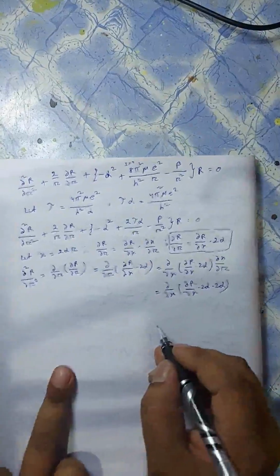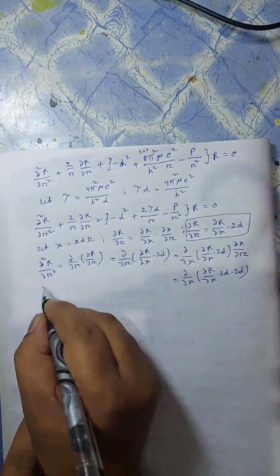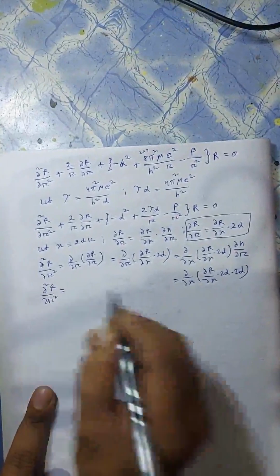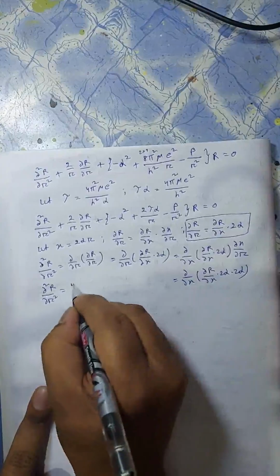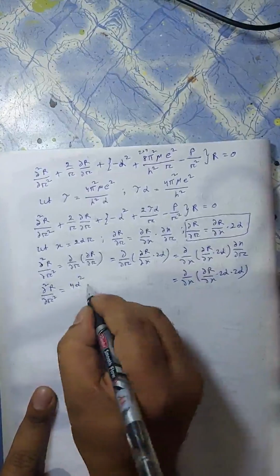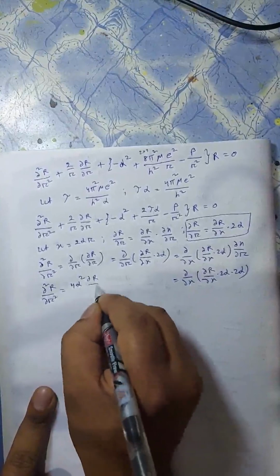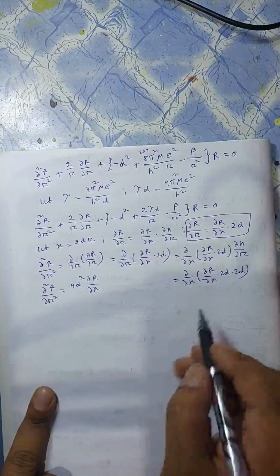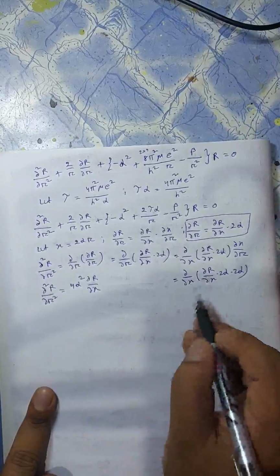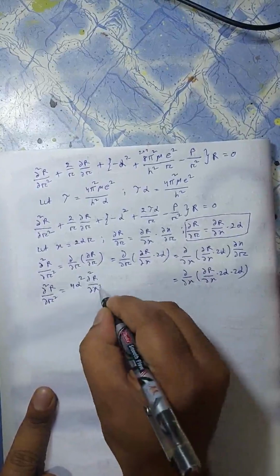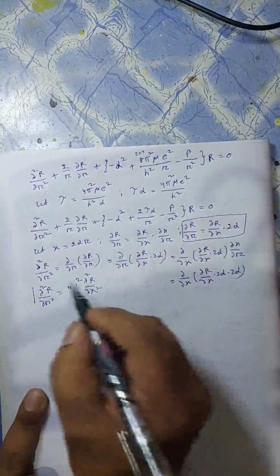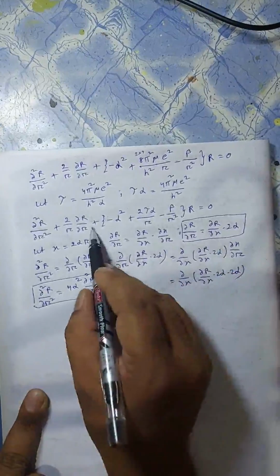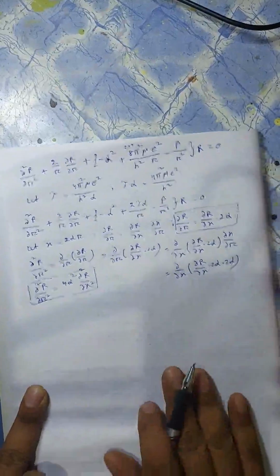Okay, what do we get? Now we have to get ∂²R/∂r². This one is 4α² ∂²R/∂x². Then we substitute this value and this value in this equation. Then what do we get?